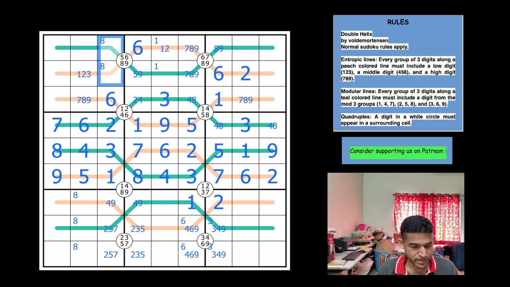This would be 5, 8, 9 for the quadruple. Okay, these two are from the same set. If this is a 5, this cannot be 5, right? This is a peach line, and 4, 5, 6 is a middle digit. And now 2 is not in here. 5, 7, which means this would be a 2, 3 for this quadruple, and that resolves further.